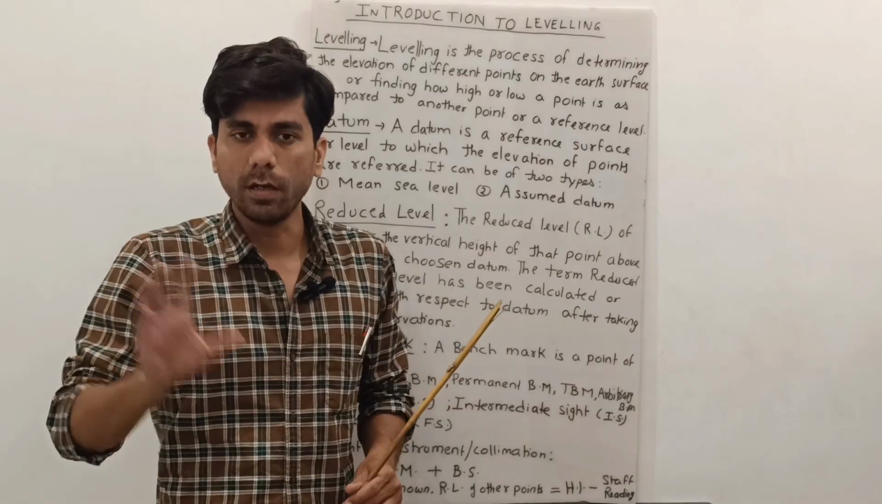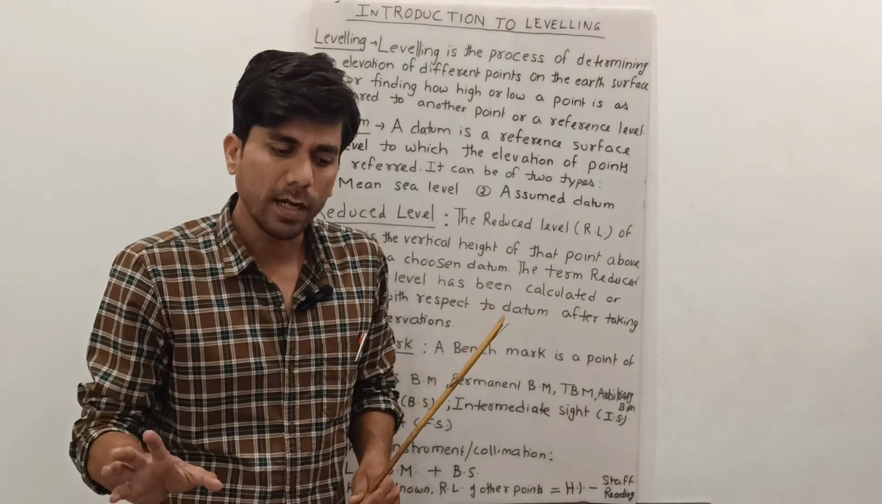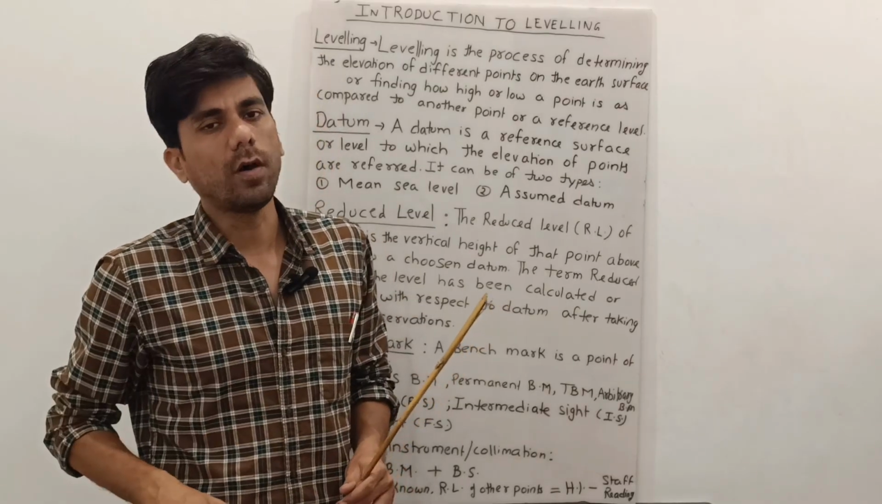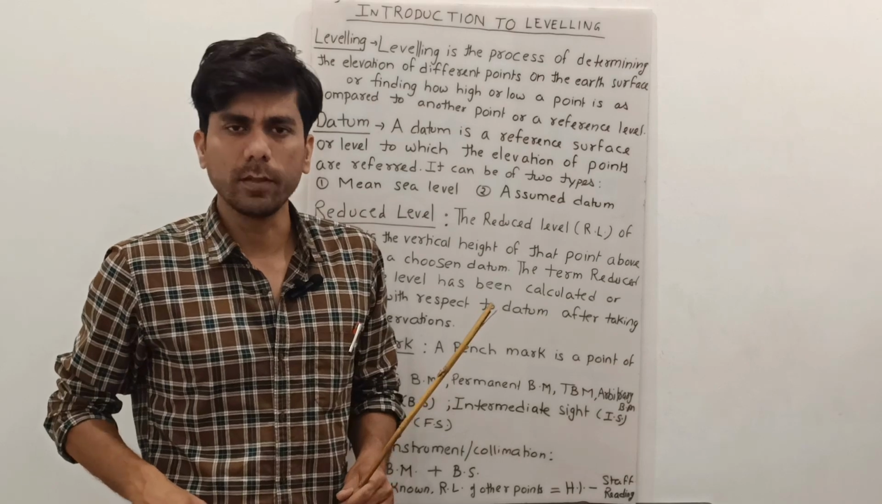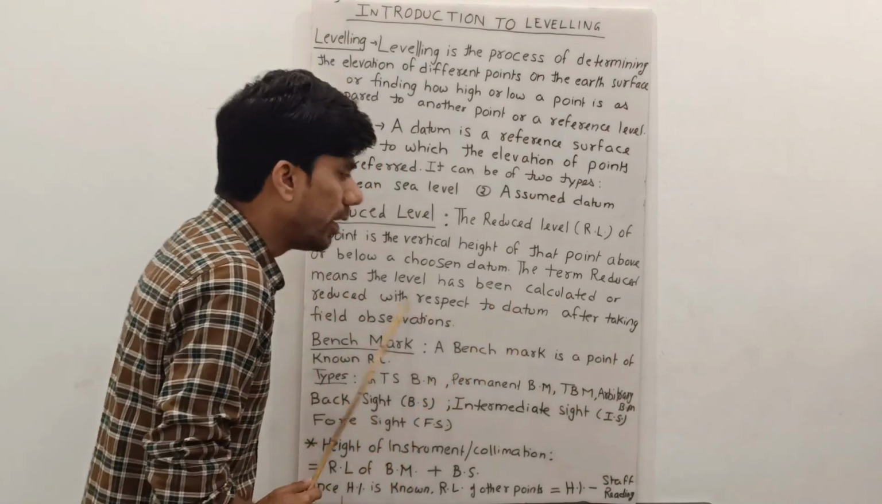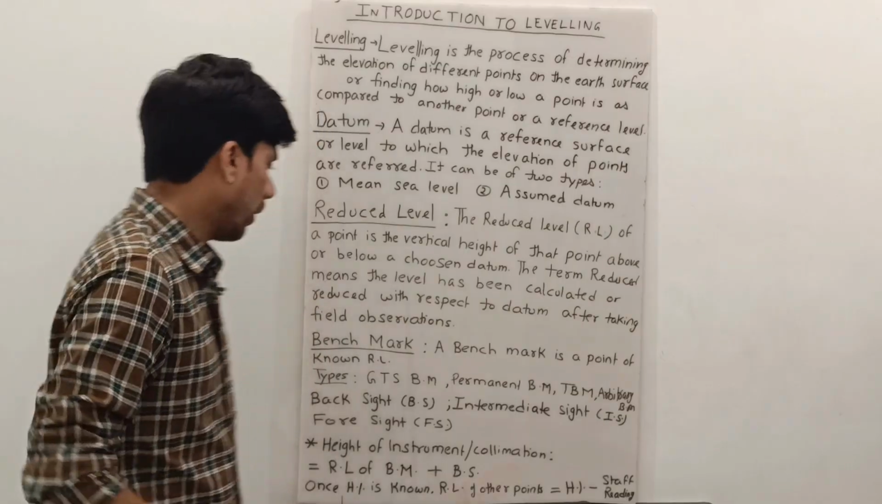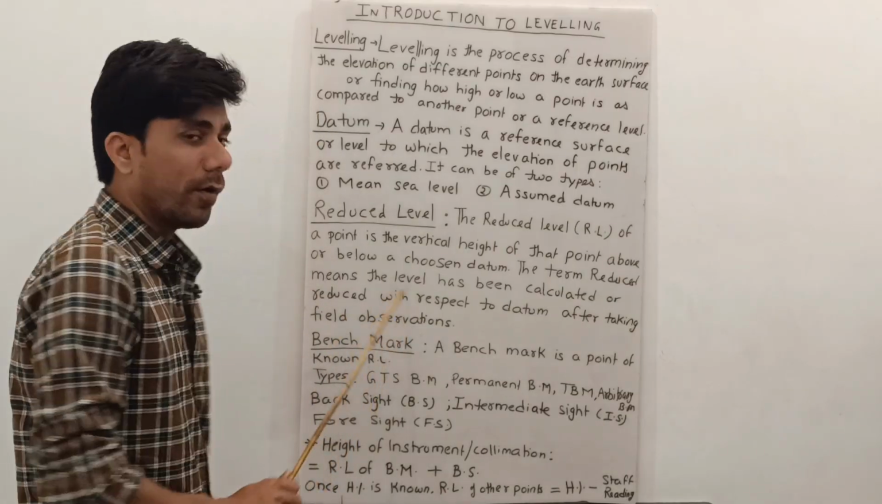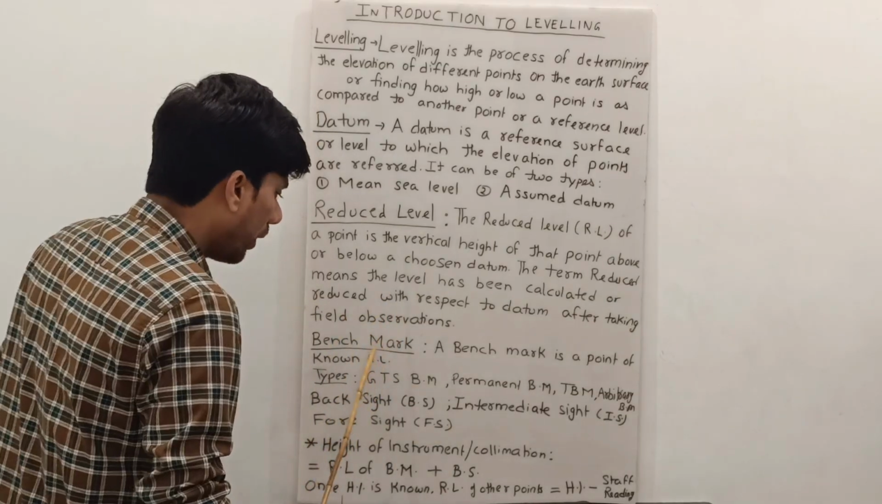figured out or was already known to us, with the help of that height you can calculate the height of all other points with the help of mathematical calculations, very simple mathematical calculation. That is why these readings are called your reduced level. Okay, then it brings us to another important topic and another term.